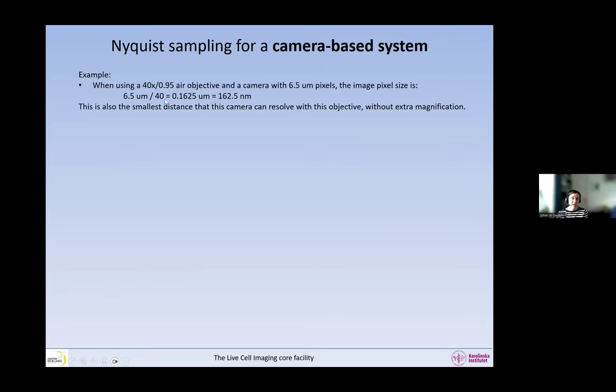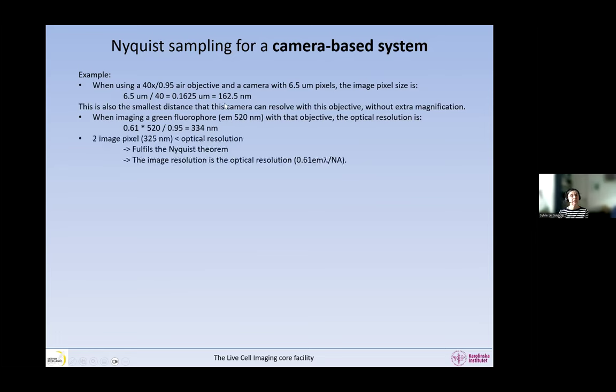If you add magnification, then you multiply it, and the pixels become smaller. So when we image with this camera and this objective, we image a green fluorophore, which has, for example, an emission of 520 nanometers. The optical resolution is what we have seen: 0.61 lambda, 520, divided by the numerical aperture of the objective. So this is the optical resolution. The objective can resolve 334 nanometers.